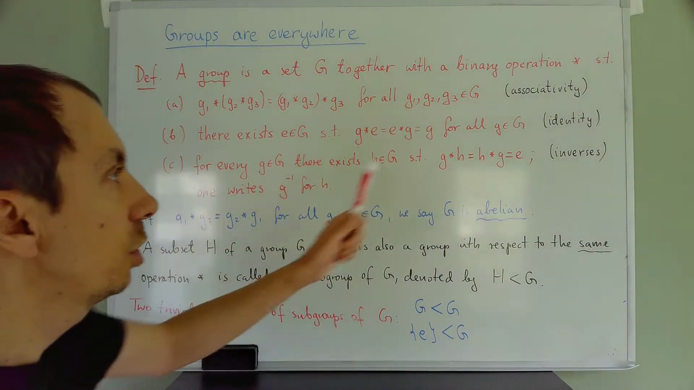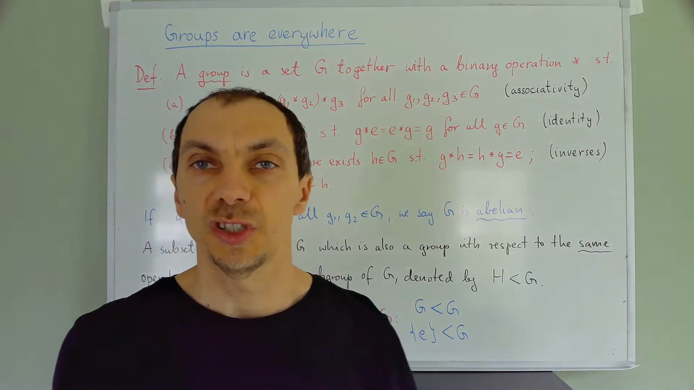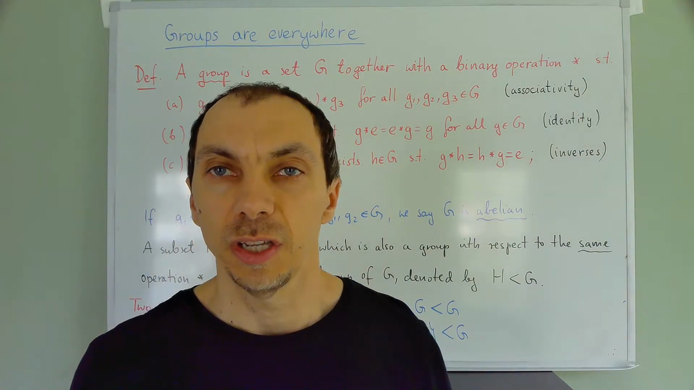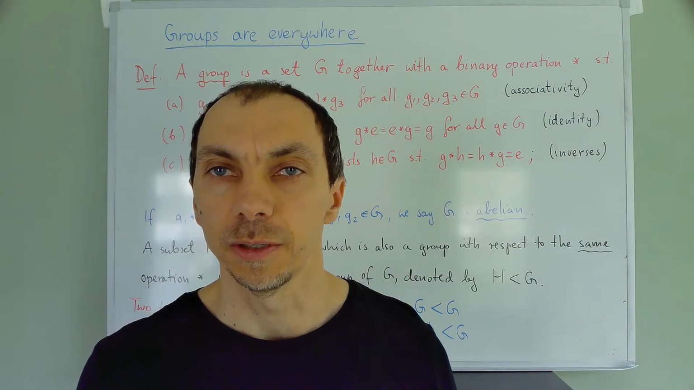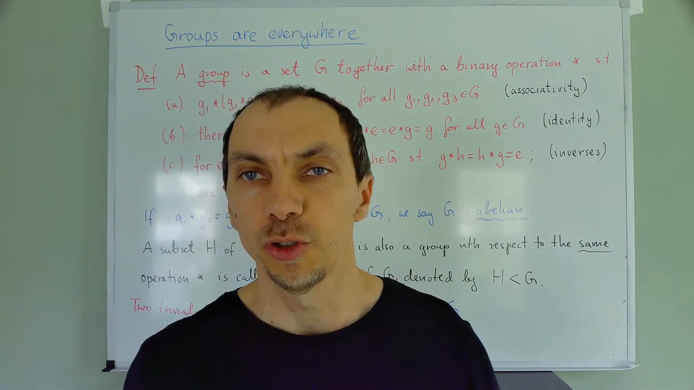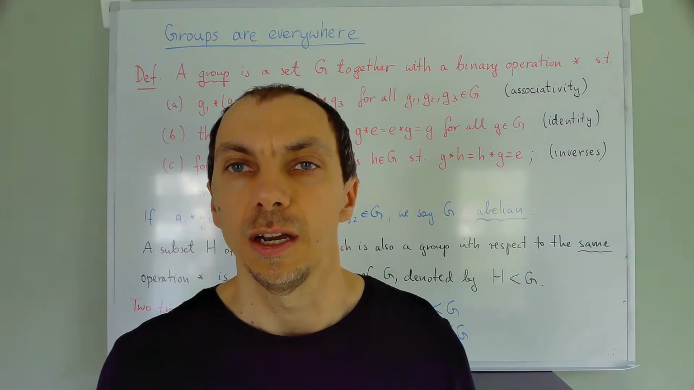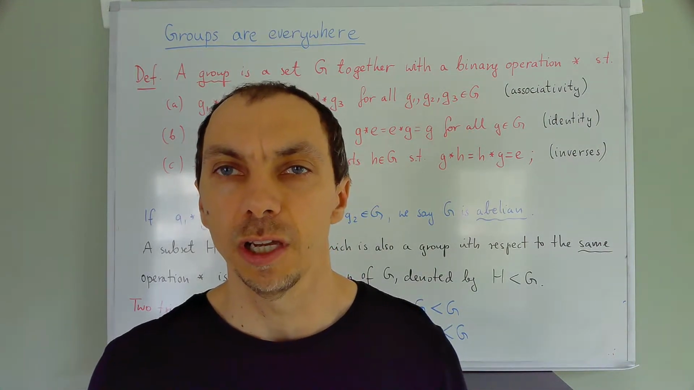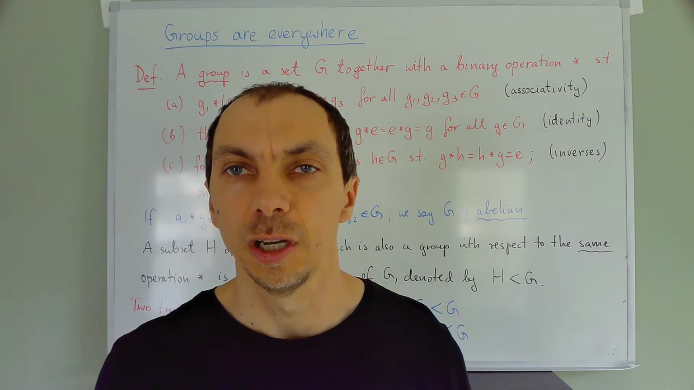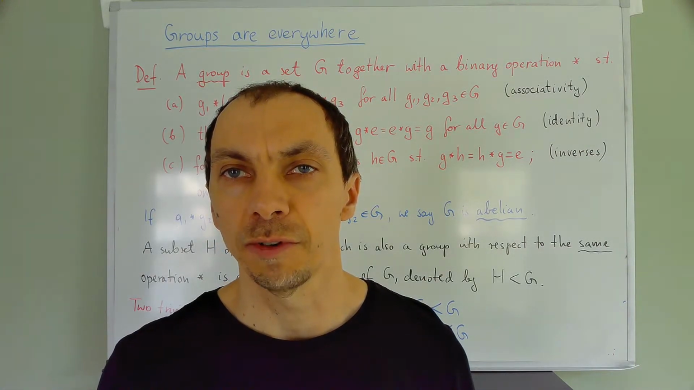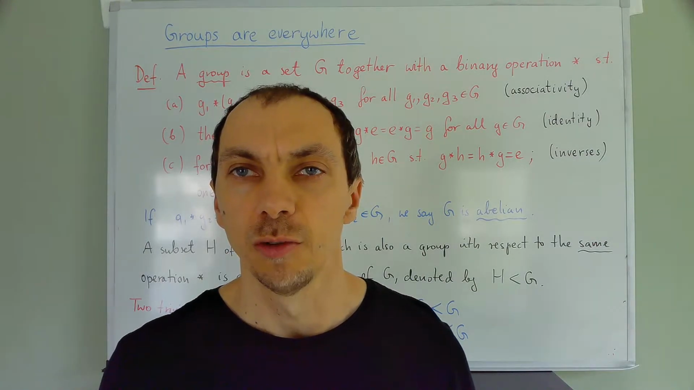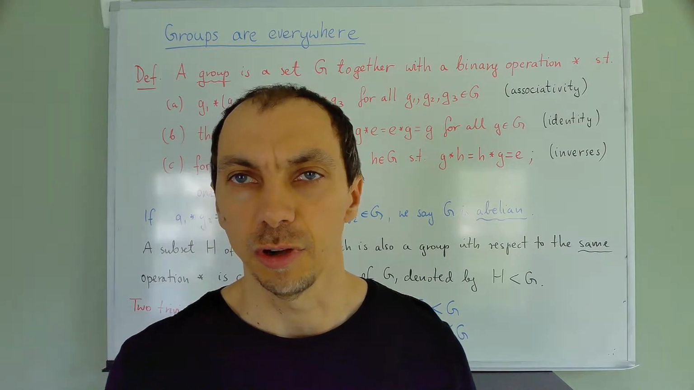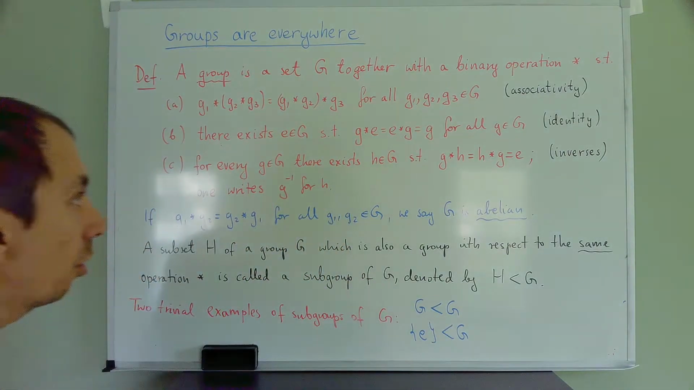And I denote this operation by star. Sometimes this star will be addition, sometimes this star will be multiplication, sometimes this star will be something completely different. So for now, I'm going to use star for the operation. And sometimes, especially when we get far enough into the theory, I'm just going to drop this altogether, and whenever I write two elements next to each other, we're just going to assume that I mean to apply the binary operation to these two elements. But for now, I'm going to use star.